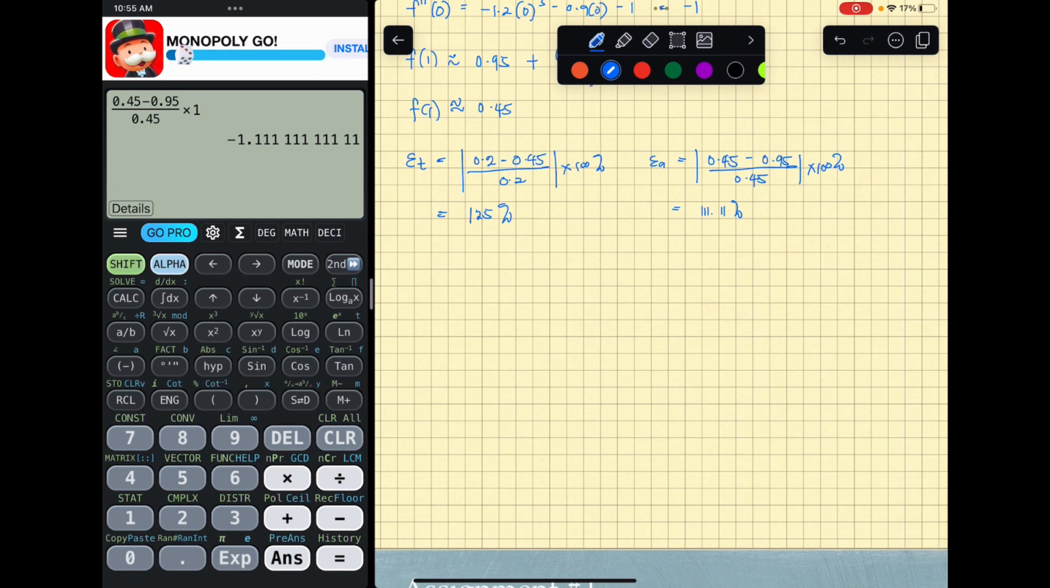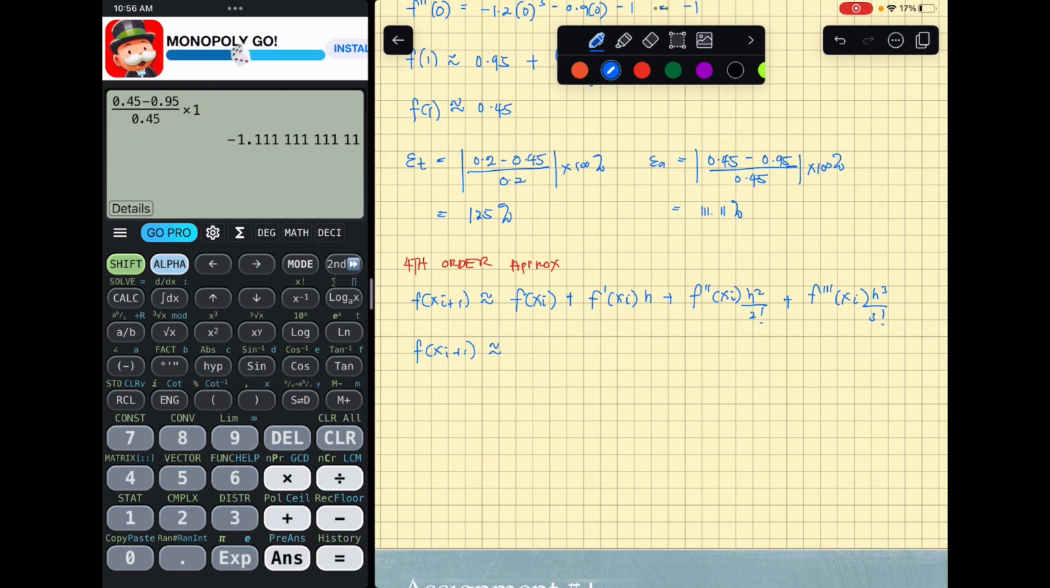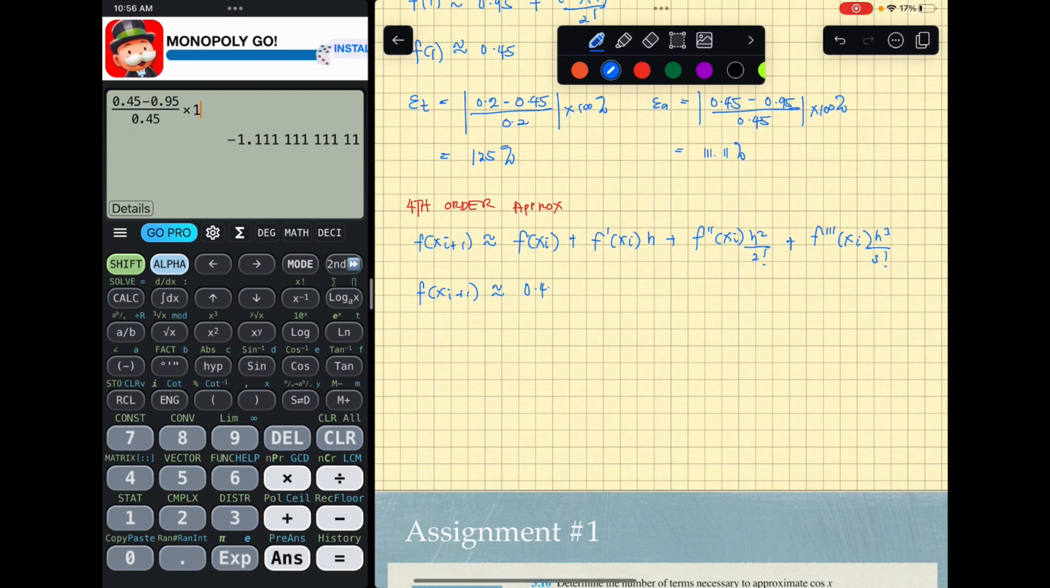Then we have the fourth order. So for fourth order, f of x sub i plus 1 is approximately f of x sub i plus f prime of x sub i times h plus f double prime x sub i h squared all over 2 factorial plus f triple prime x sub i h cubed over 3 factorial. So the first three terms are actually equal to 0.45, plus f triple prime of x sub i h cubed over 3 factorial.